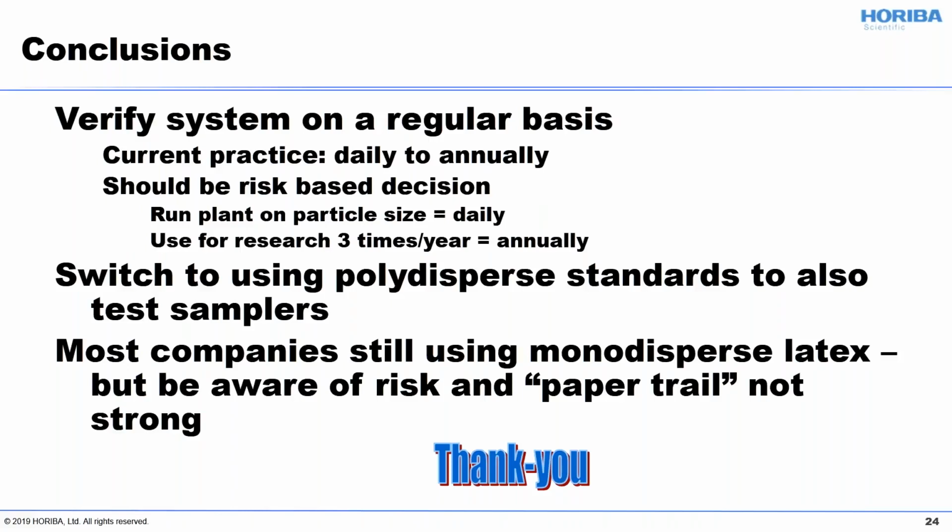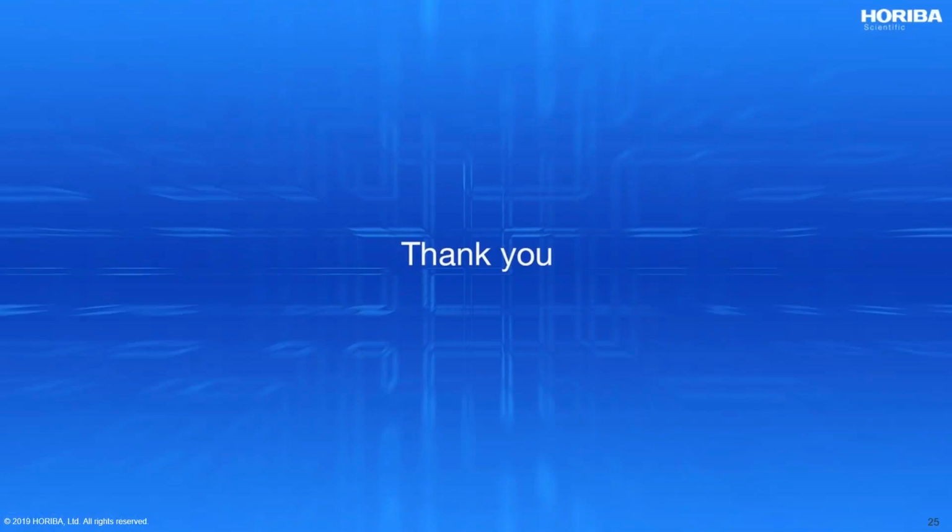I recommend everybody switch to using these polydisperse standards, which also test your samplers. Unfortunately, they also test your bank account. That's what people tell me. And just be aware of the risk when you use monodisperse standards. I think it's great to have something you could check real quickly every day. I carry 1 micron polystyrene latex when I'm traveling, just as a quick test on the system. But you want to do the broader standards on some sort of basis so you have a stronger paper trail and you're more aware of what else could be going on with your system. So I'd like to thank you for your time and open the floor, the electronic floor, for questions.